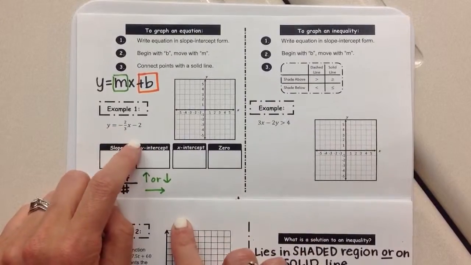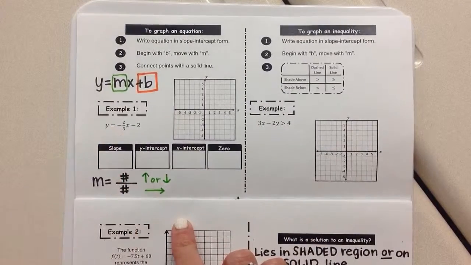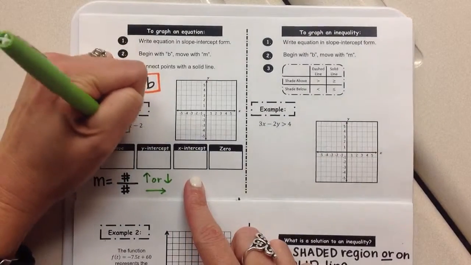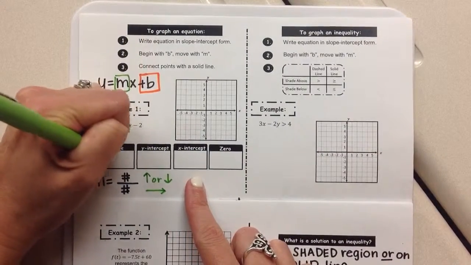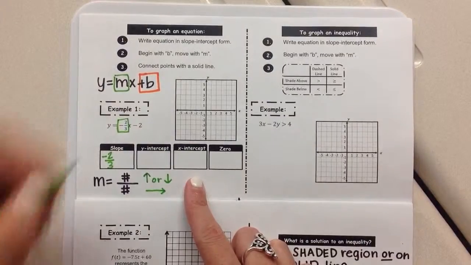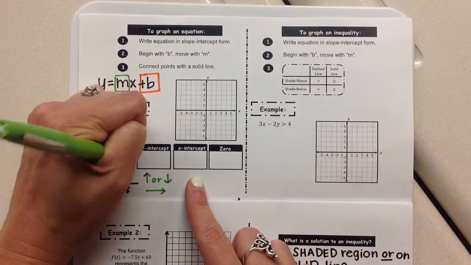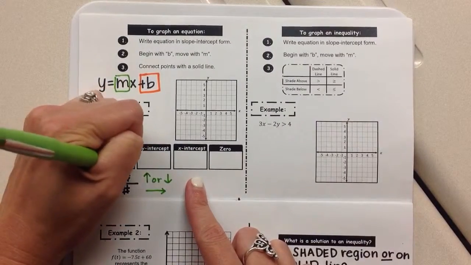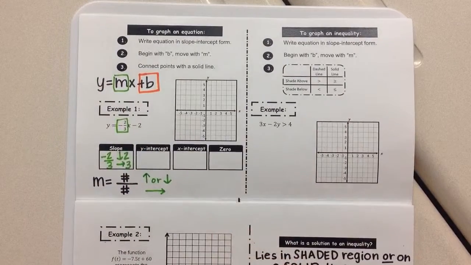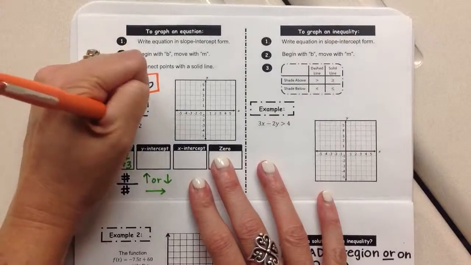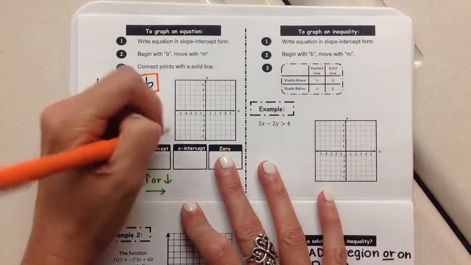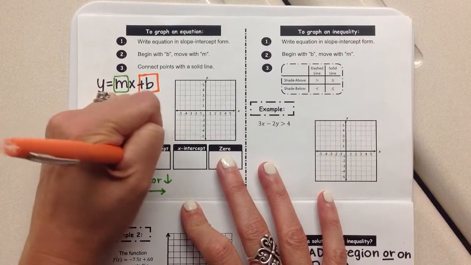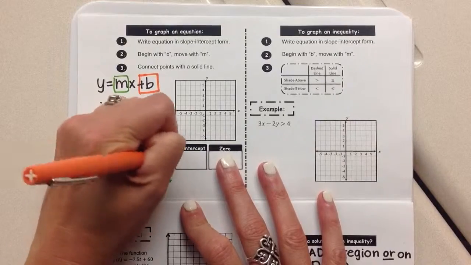So we look at example 1. So I have y equals negative 2/3 x minus 2. So my slope is negative 2/3. And because it's negative, that's telling me to move down 2 and right 3. So I know how I'm moving, but now I need to see where I am starting. So that's where I need my y-intercept. And that's why I need my b value. So my b value is negative 2. So I'm starting on the y-axis at negative 2.